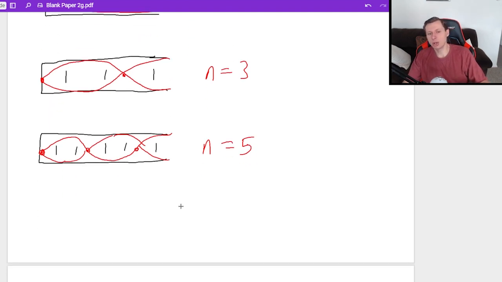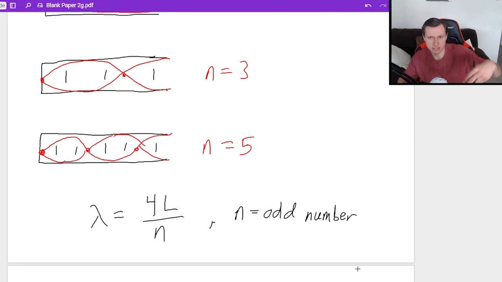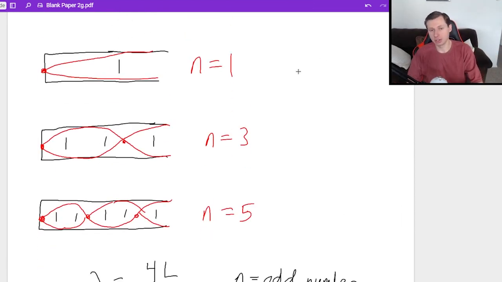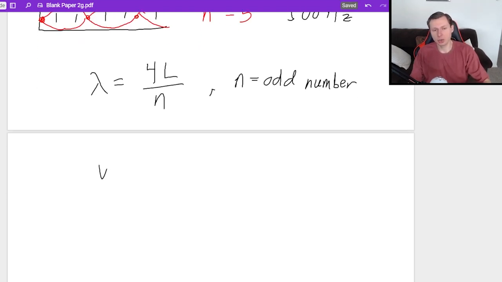But as promised, the equation will be different for the wavelength. The wavelength will be equal to 4L over n this time. And instead of n being every integer, it's going to be every odd number: 1, 3, 5, 7, etc. But again, we can use this harmonic fact to find the new frequency. So for instance, if this is 100 hertz, then the third harmonic will be 300 hertz, and the fifth harmonic will be 500 hertz. That still holds true. And again, this equation, V equals lambda times F, remains untouched as well.